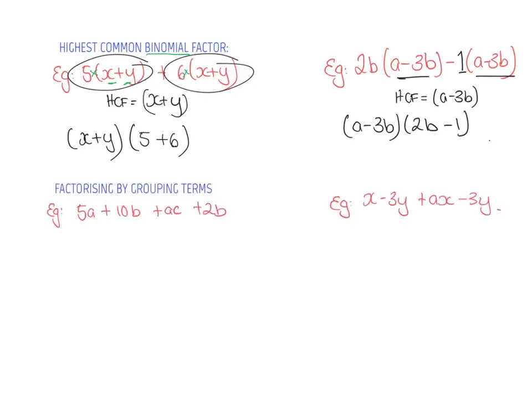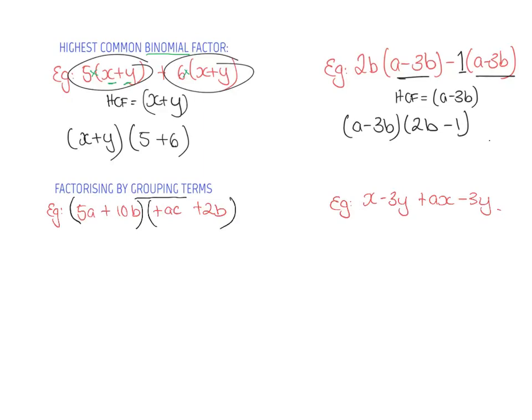Okay, the next thing we may be asked to do is factorizing by grouping terms. So if you have a look at this first expression, 5a plus 10b plus ac plus 2bc, you can see there's nothing common amongst all of them. So we're not going to be able to factorize by taking that out. And generally a good giveaway that we're doing one of these grouping terms is that we see 4 terms written, which we do.